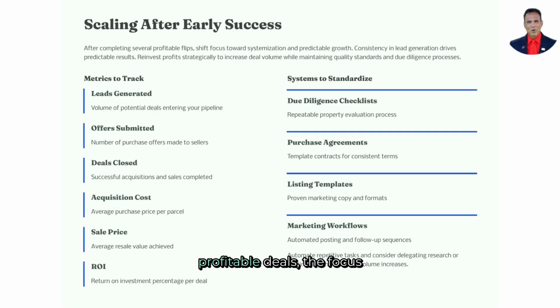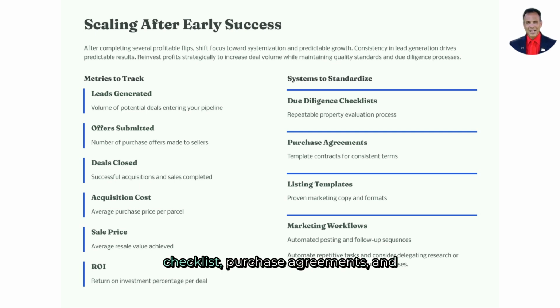After completing a few profitable deals, the focus shifts from learning to scaling. Growth should be structured and measurable, not rushed. Track key performance metrics such as leads generated, offers submitted, deals closed, average acquisition cost, resale price, and return on investment. These numbers give you clarity on what's working and where to improve.